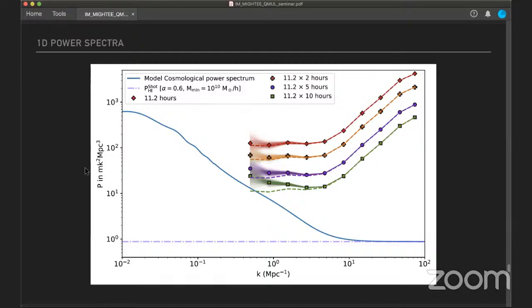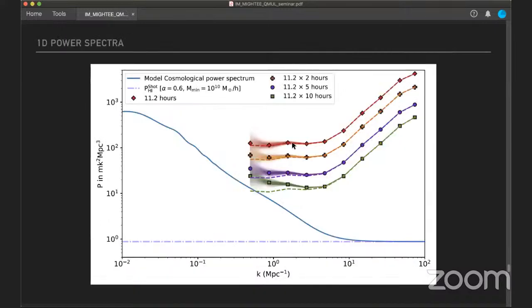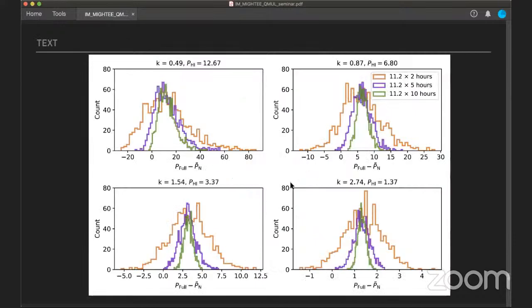In the next plot, from the 1,000 realizations in the earlier plot, we have subtracted the average thermal noise power spectrum that was shown as a dashed curve, and shown the distribution of the first 4 k modes, 1, 2, 3, 4, as histograms. You can see that with increasing duration of hours, the distribution is Gaussian, but the width decreases. That gives us tighter and tighter constraints on the H1 power spectrum with increasing duration of observation.